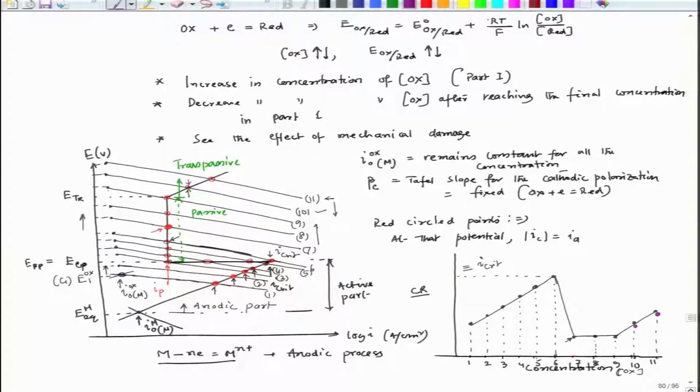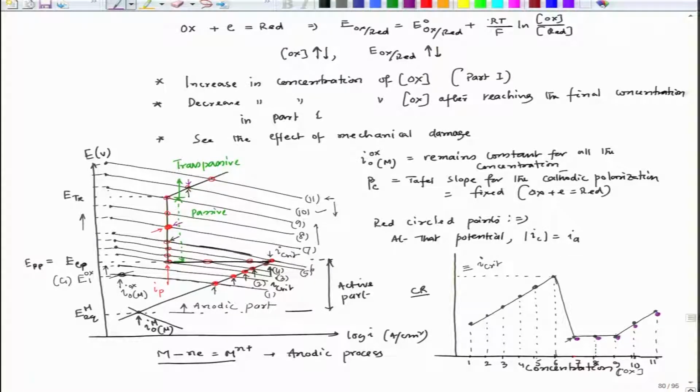When I go to 9, I could see it is just crossing the passive to transpassive zone. The corrosion will be the same as that particular current density of that anodic portion. At 8, I could see that again passivity is achieved, so the corrosion rate will be this. At 7, the corrosion rate would be here, because it is at this location.